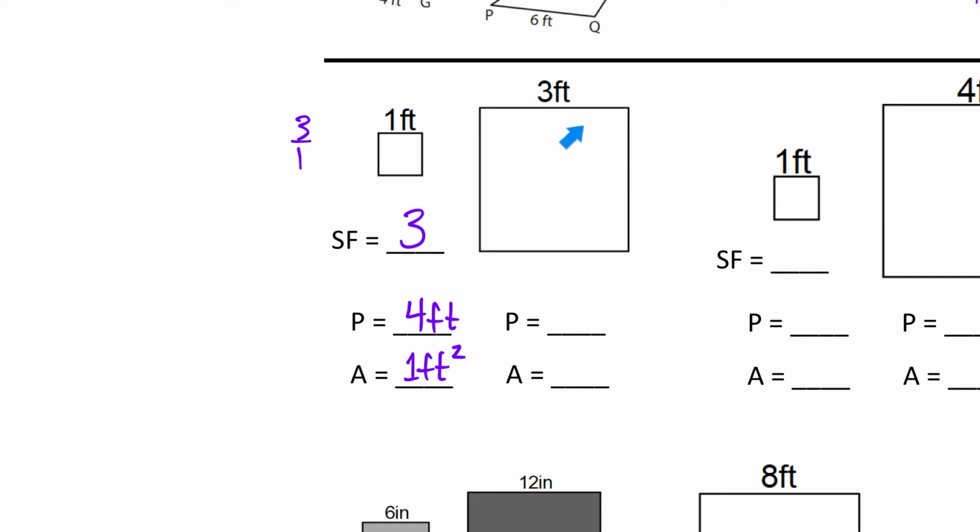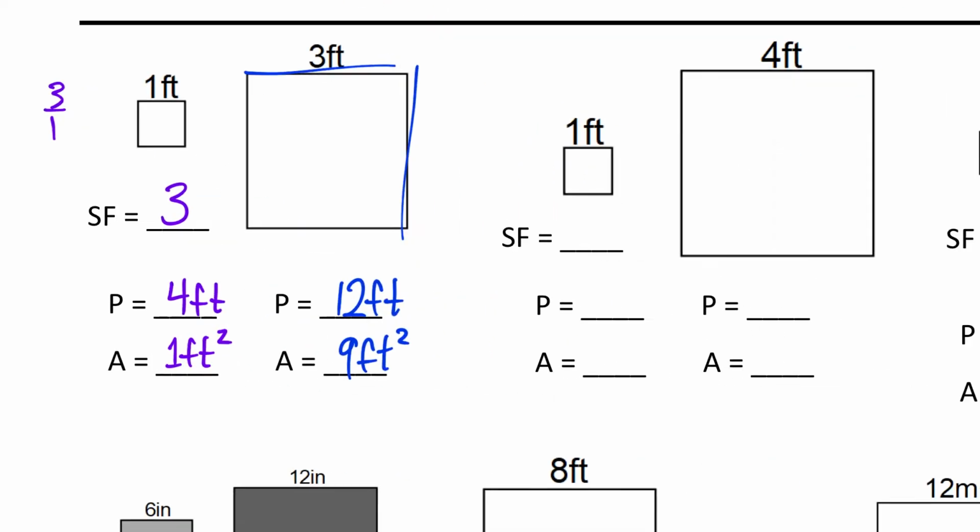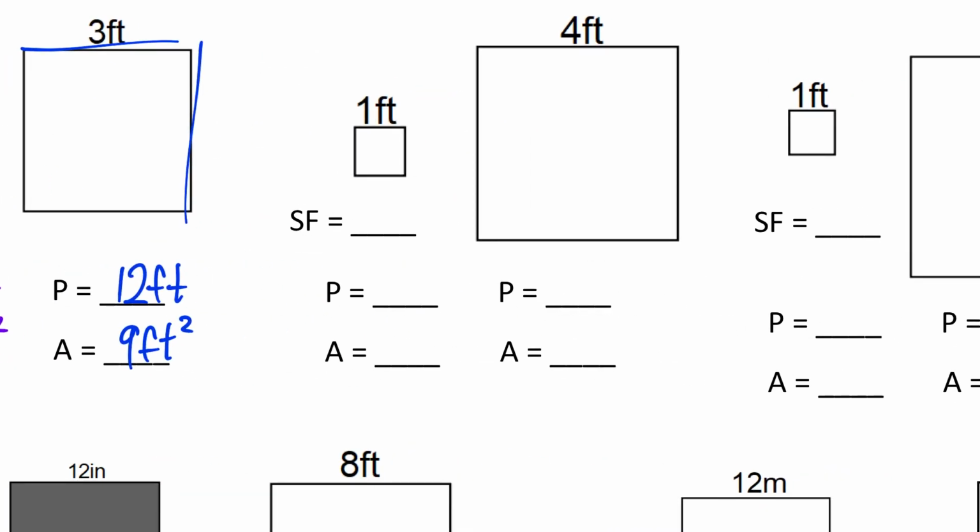Okay, now, what would the perimeter of this one be? It's going to be 3 plus 3 plus 3 plus 3, so that's going to be 12 feet. All right, and what would the area be? It would be 9. All right, 9 square feet, because 3 times 3 is 9. Okay. What's the scale factor on this one? It's 4, right? Because 1 times 4 is 4. Or if you put new over old, 4 over 1, that's just 4.